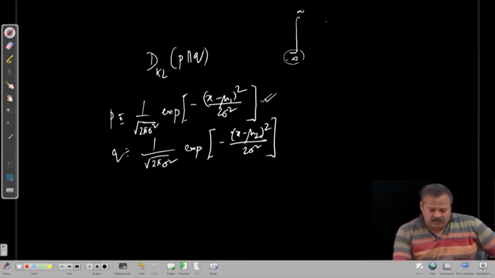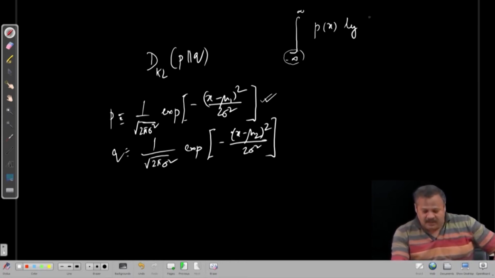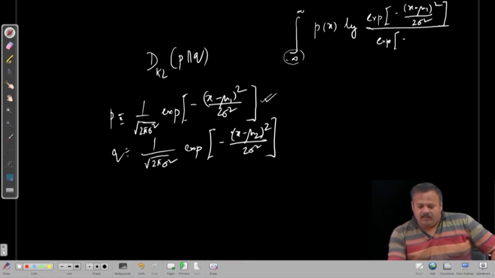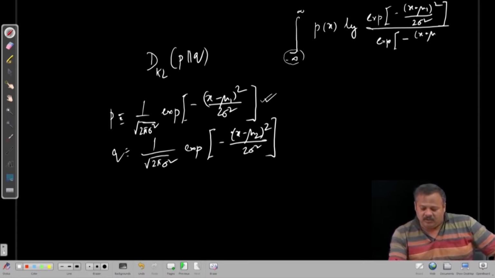So we continue on with the KL distance, now writing this P(x) and log of P(x) by Q(x). So P(x) by Q(x), we cancel the square root 2 pi sigma squared, and we are left with exp of minus (x minus mu 1) squared divided by 2 sigma squared, divided by exp of minus (x minus mu 2) squared divided by 2 sigma squared, and we have dx.